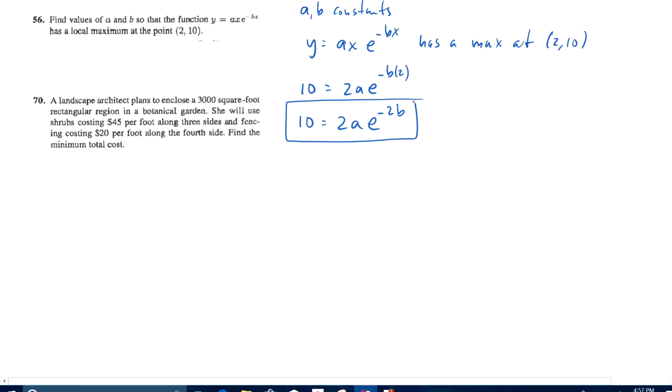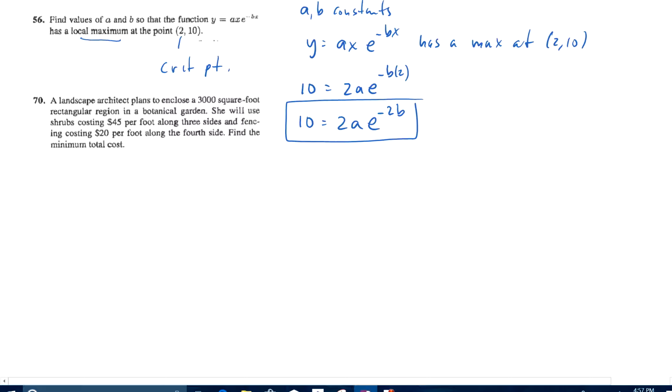And I know that if I've got one equation with two variables, a and b, I need a second equation to be able to solve it. So where could I come up with another equation? What do you think? See, I'm giving you wait time. Well, since this is a maximum, that means if I take the derivative, that's a critical point.